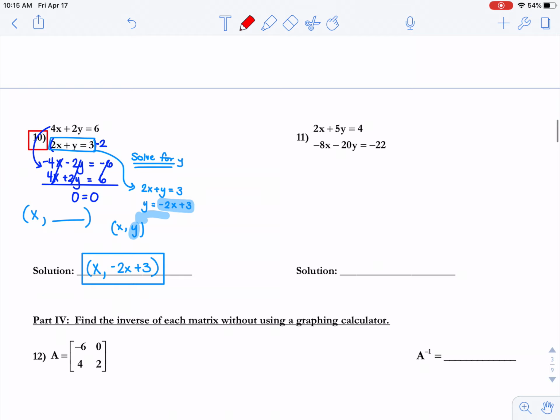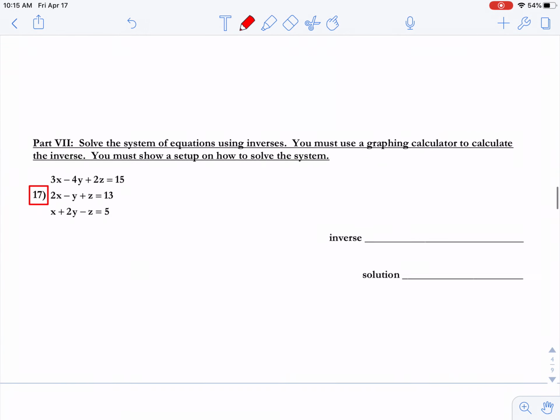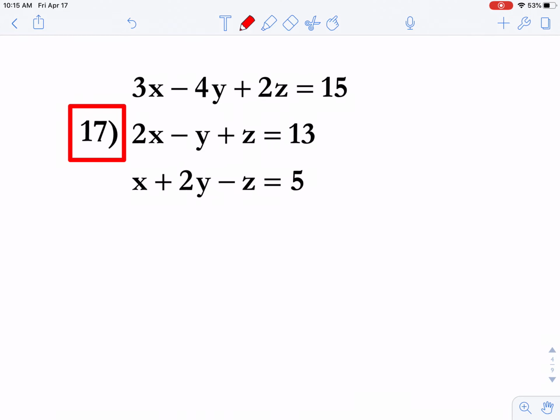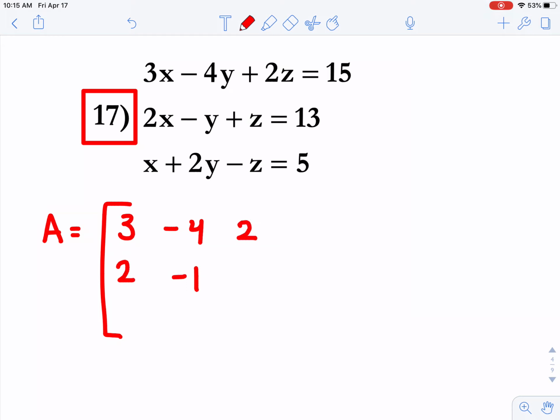That was number 10. Moving on to number 17. This says solve the system of equations using inverses. This is a graphing calculator problem. I'm going to use the app to do it. So the first thing to note is that the coefficient matrix is 3, -4, 2, 2, -1, 1, 1, 2, -1.